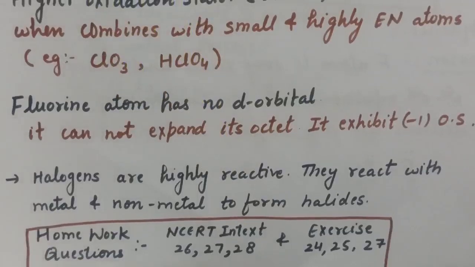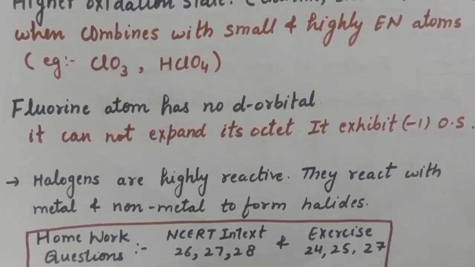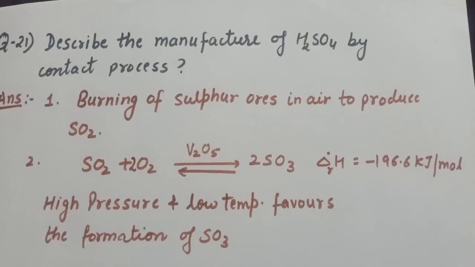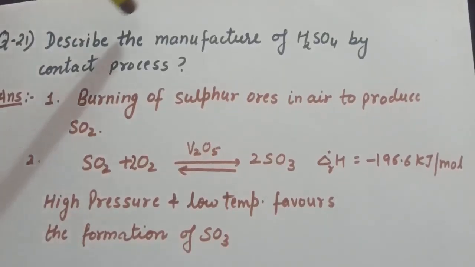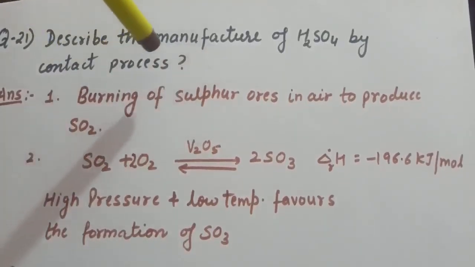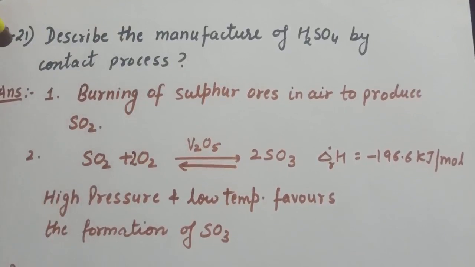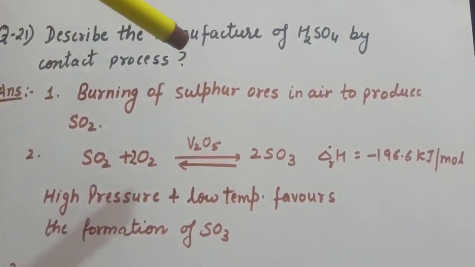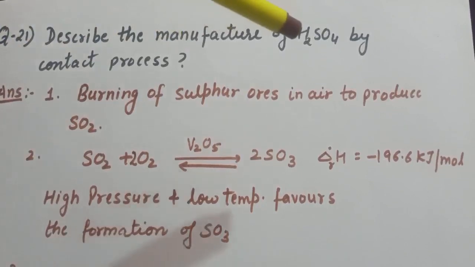Now I will be discussing the homework that I gave you in lecture number 7. So the first question is, describe the manufacture of H2SO4 by contact process. So the answer for this question is, we have 4 steps for the manufacturing of H2SO4 by contact process.